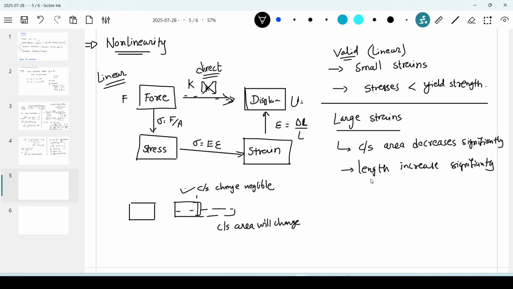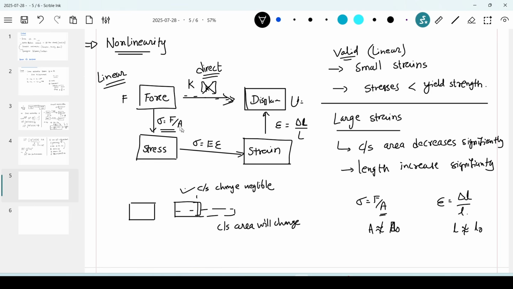So when this happens, we have this relationship: sigma is equal to F by A, and epsilon is equal to delta L by L. Here this A is not equal to A0, and this L is not equal to L0. So we are not capturing the transition.